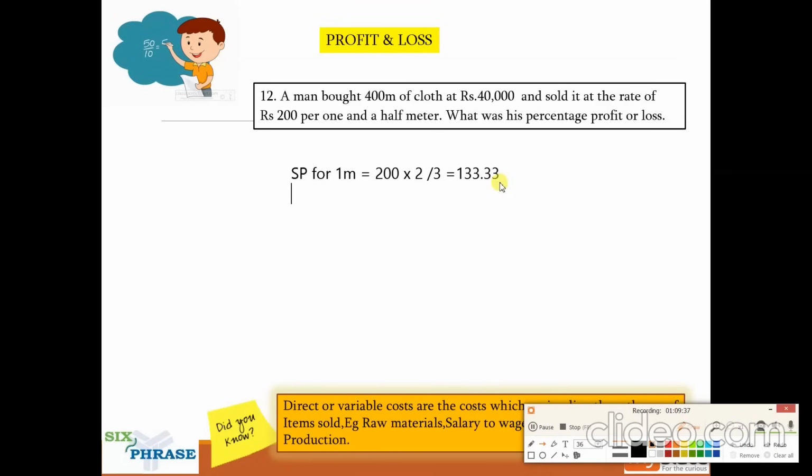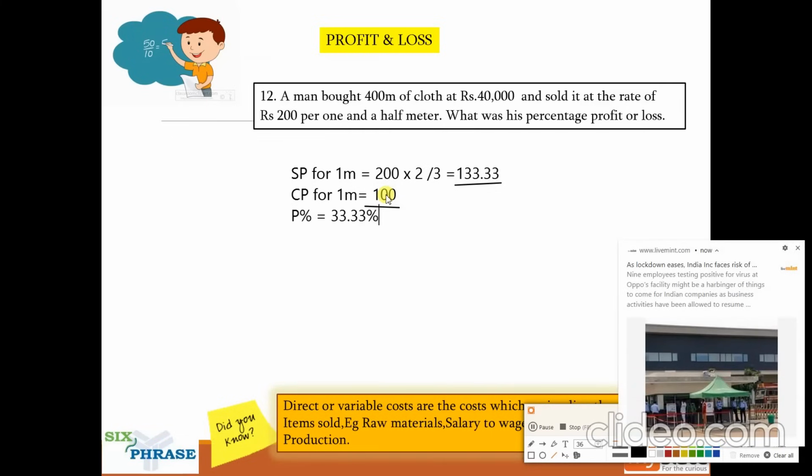What is CP for 1 meter, guys? CP for 1 meter is, see, 40,000 for 400 meters. So for 1 meter it is 100, right? That is how simple it is. Now can you see what is the percentage profit? Obviously he is getting a profit. Cost price is 100, selling price 133.33. Just by looking at the numbers, guys, I will be able to tell you that the profit percentage is nothing but 33.33 percent.